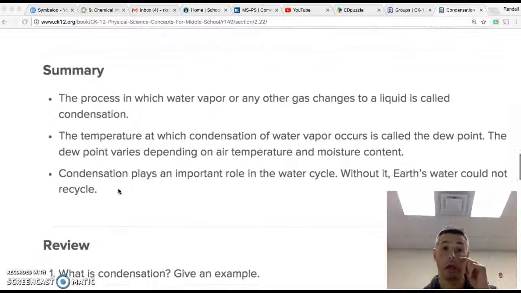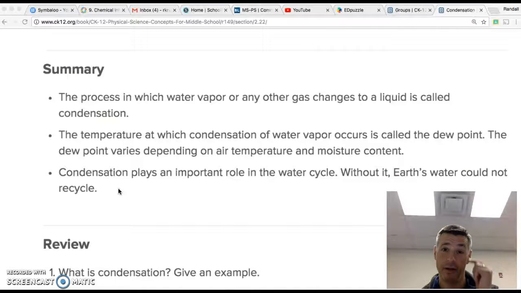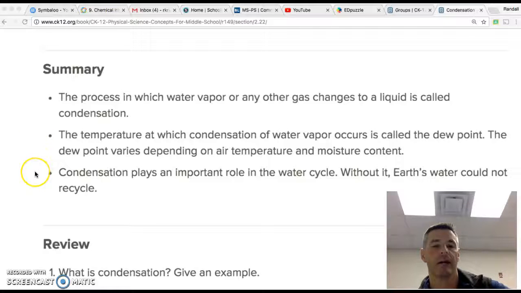So, the summary. The process in which water vapor or any other gas changes to a liquid is called condensation. The temperature at which condensation of water vapor occurs is called the dew point. The dew point varies depending on air temperature and moisture content. Condensation plays an important role in the water cycle. Without it, the Earth's water would not recycle.